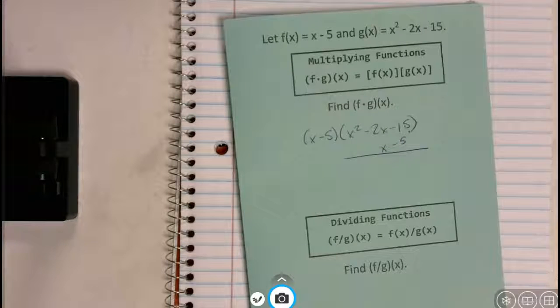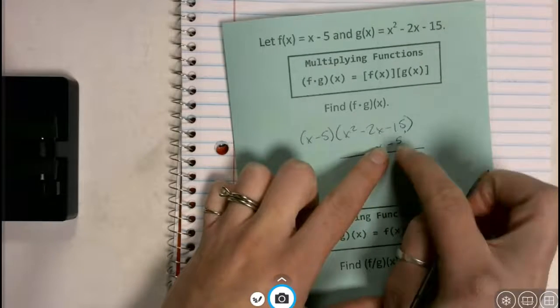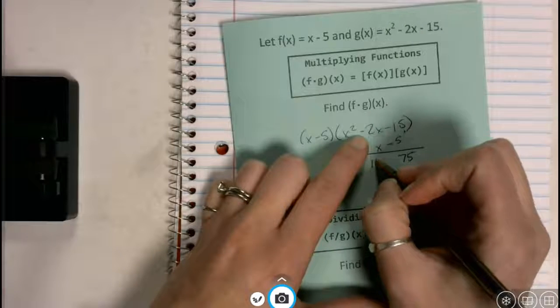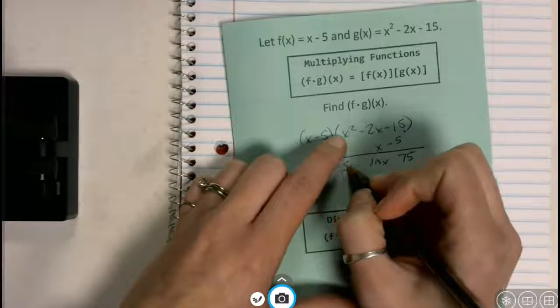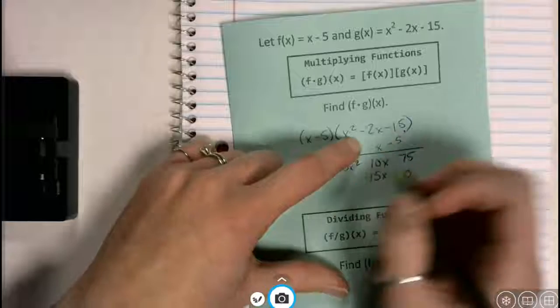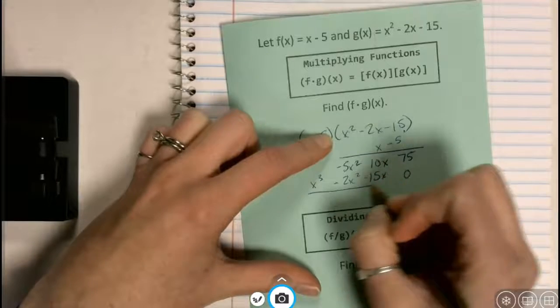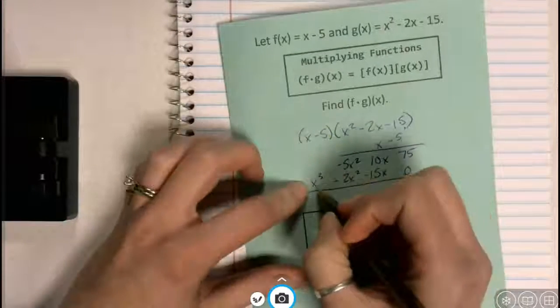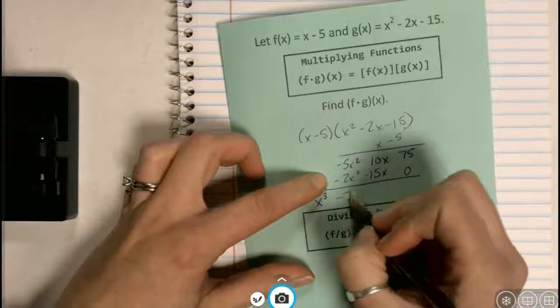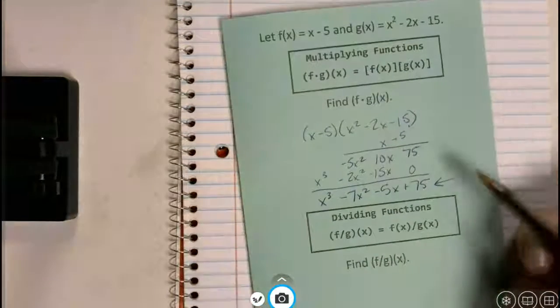Well, negative 15 times negative 5 is the first step that we have to do. It's going to be positive because I have a negative times a negative, and that's 75. A negative times a negative right here is going to give me 10x, and a negative 5 times x squared is negative 5x squared. I bring down a 0. x times a negative 15 is negative 15x. x times a negative 2x is negative 2x squared, and x times x squared is x cubed. So then I can go ahead and combine my terms. So I end up with x cubed minus 7x squared minus 5x plus 75. So there's my final answer once I've multiplied them together.